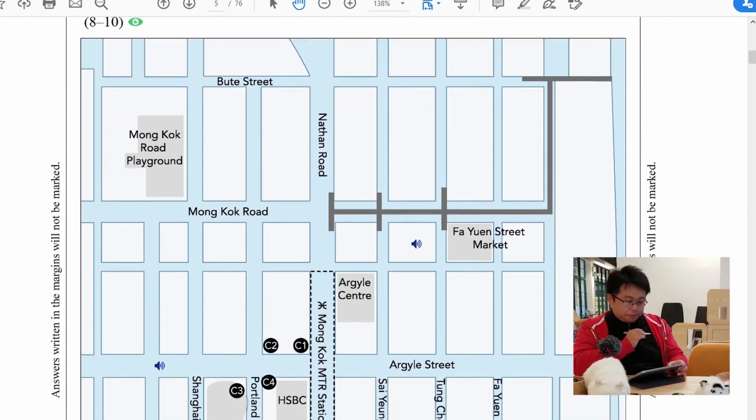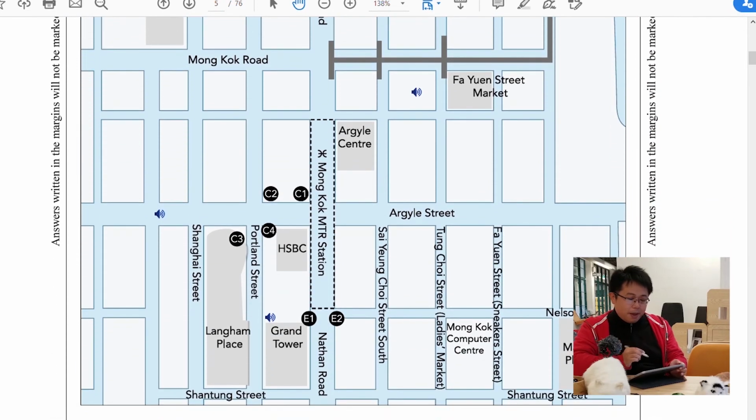First of all, this is the map, and for the first answer: "How about Nathan Road? It's the biggest and busiest road in Mongkok. There are many cars and buses." Okay, so first of all, you have to locate Nathan Road. And Nathan Road, as he told you, is right here in the middle of the map. So you locate that in the middle of the map.